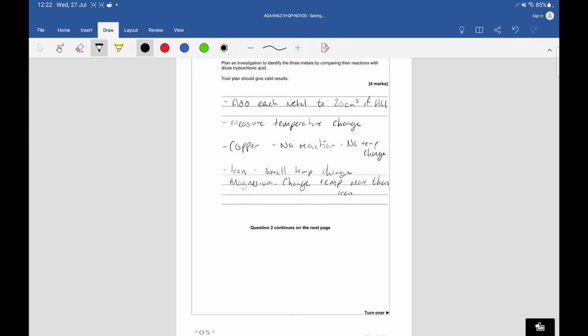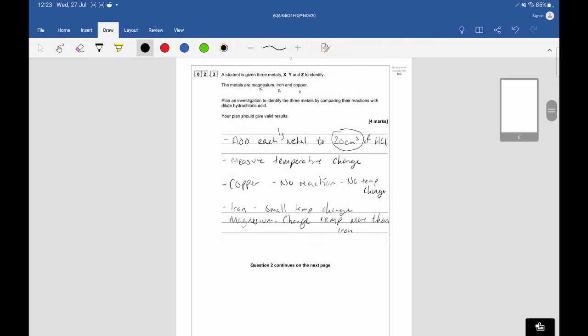Control variables here is the amount of these acids that we're using, and you're making sure you use that same concentration each time you do it, and the same mass of metal added each time as well. So you could say add 1 gram of the metal to 20 centimeters of hydrochloric acid, and as long as you're doing that each time, your results are going to be equal each time. So I need to do these things because it says to plan the investigation.